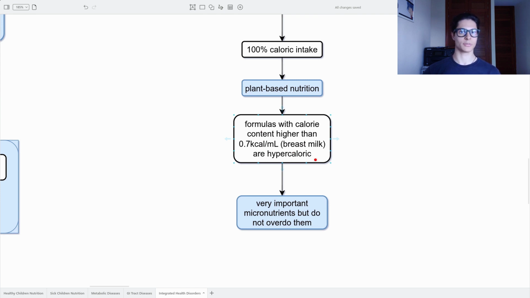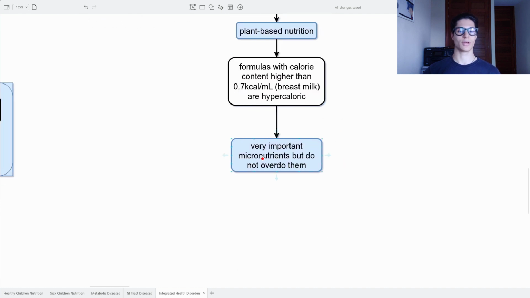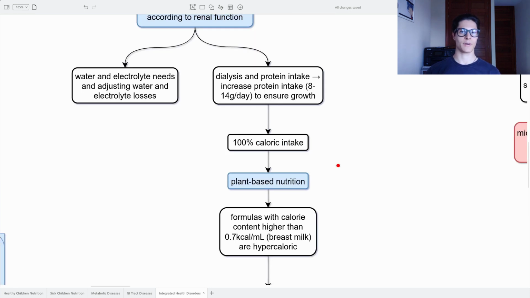And we must consider using hypercaloric formulas in some individuals, as we must ensure growth with 100% of the caloric intake. So it's very important to give also micronutrients, but do not overdo them, as they have a kidney problem and they are not going to be able to metabolize all those minerals that we provide them. So as you can see, it's a very tricky situation, but the best thing we can do really is to ensure the growth of the child.